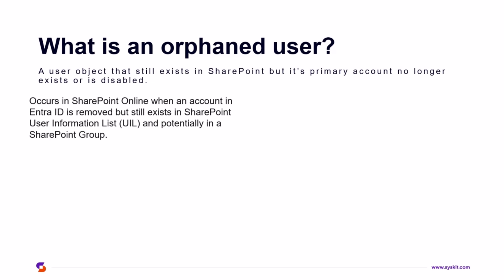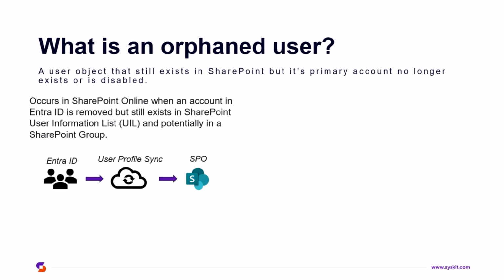There's a user information list that sits in SharePoint, and that user could also be added to, let's say, a SharePoint group. Now, what actually happens is that Entra has its own sync engine that syncs user information into SharePoint Online. This has existed since, this is nothing new. This exists primarily in SharePoint on premises. It's where it was built.